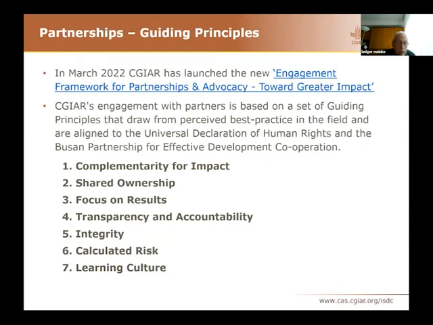So finally, as I mentioned before, there is that brand new engagement framework for partnerships and advocacy called Towards Greater Impact that is now available. This framework is based on CGIAR's engagement with partners on setting out some guiding principles that draw from perceived best practice in the field and that are aligned with the Universal Declaration of Human Rights and the Busan Partnership for Effective Development Cooperation. And just very briefly, those seven principles, and they are detailed in that document, are complementarity for impact, shared ownership, focus on results, transparency and accountability, integrity, calculated risk, and having a learning culture.